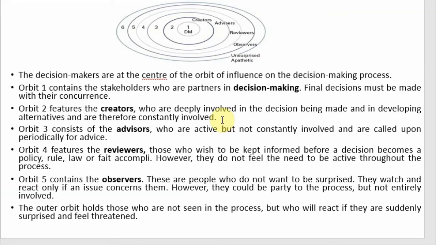Okay. Now, the third one is advisors. See, the third orbit is advisors. Advisors are active but not constantly involved and are called upon periodically for advice. See, they help the creators when a creator needs some advice. So they will be asking the experts for scientific and engineering advice.